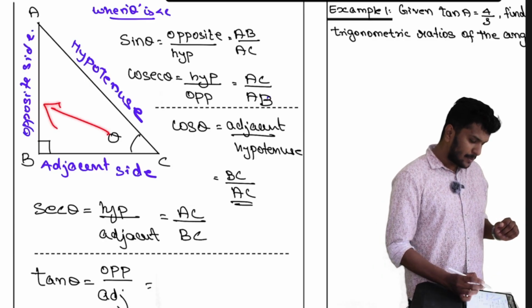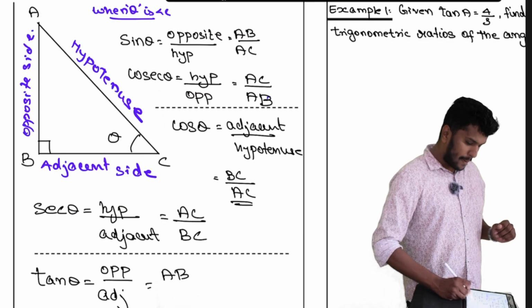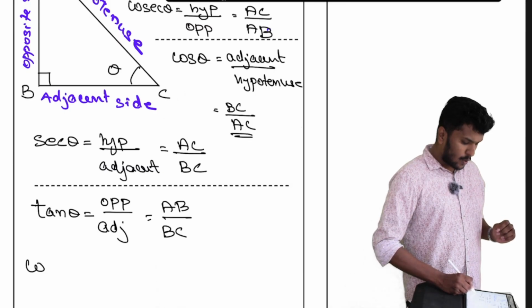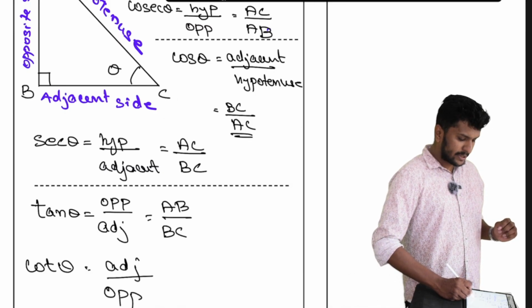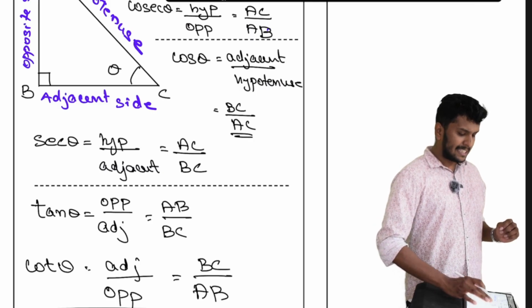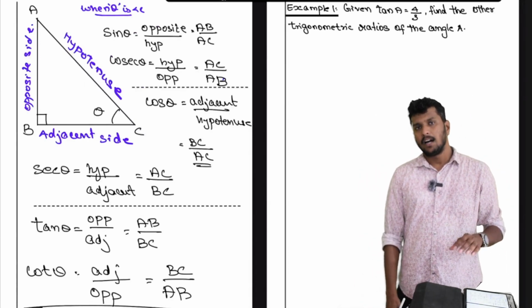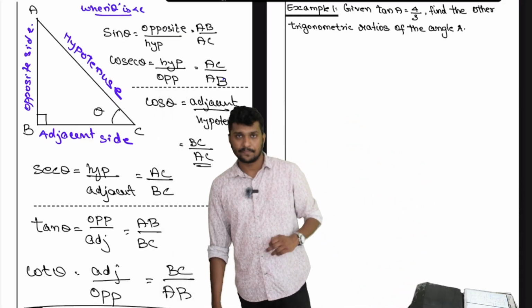So theta's opposite is AB. So I can write AB by BC. Now cot theta is the reciprocal, adjacent by opposite, which is BC by AB. Yes, that's your trigonometric ratios based on sides. My dear friends, you will have to learn this.